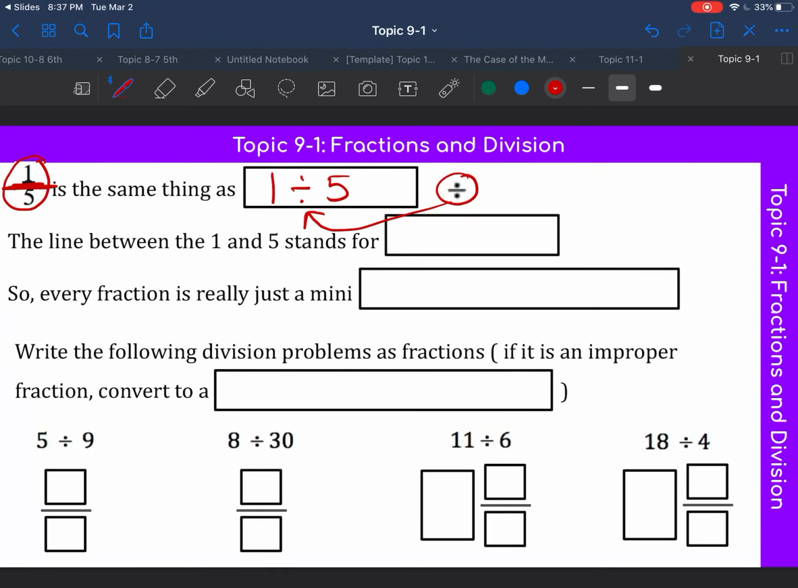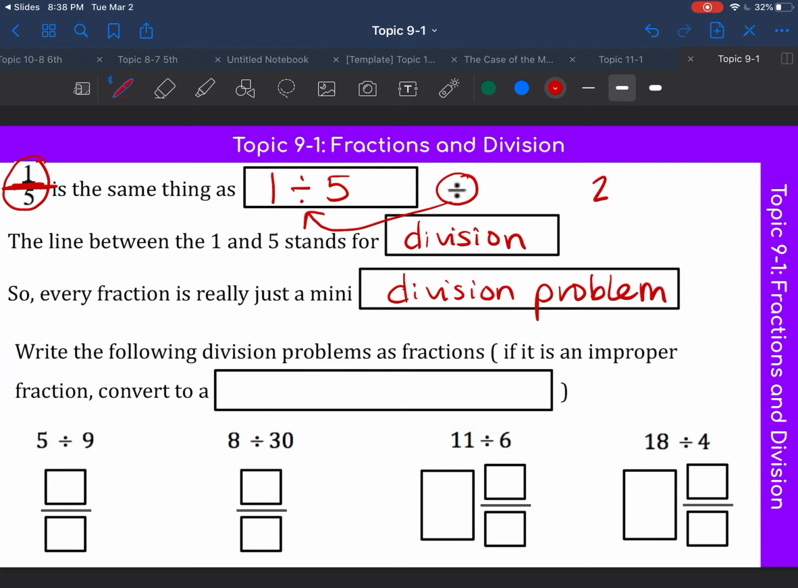So hopefully you remember that concept that line stands for division, okay? Because the line between the 1 and the 5 stands for division. Kind of just what I said, okay? So every fraction is really just a mini division problem, okay? And we've been dealing with this for a while when we had mixed numbers and improper fractions, even when we were adding, subtracting, or multiplying them.